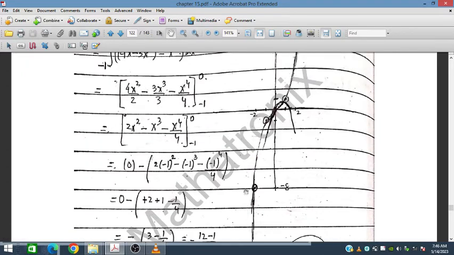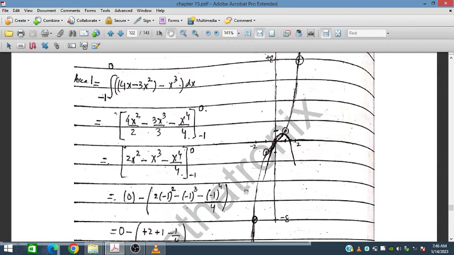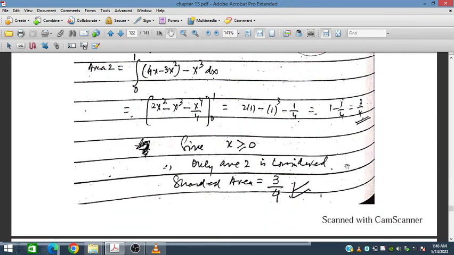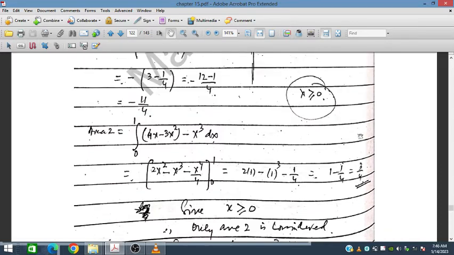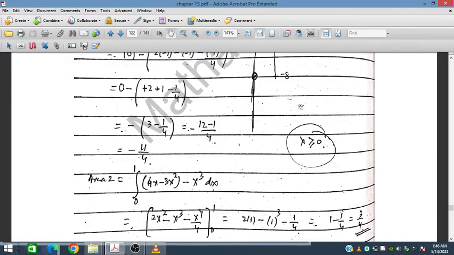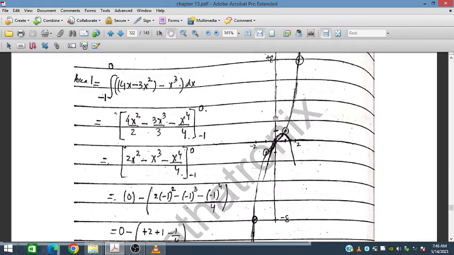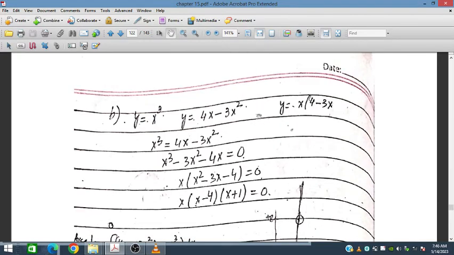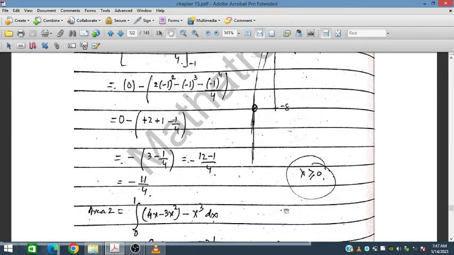This is the most important part. So we will solve only area 2 here. Since x is greater than 0, the shaded area is this part. Area 1 is not covered because x is greater than 0 is given in the problem. This information is given. So we will take this area 2 only.